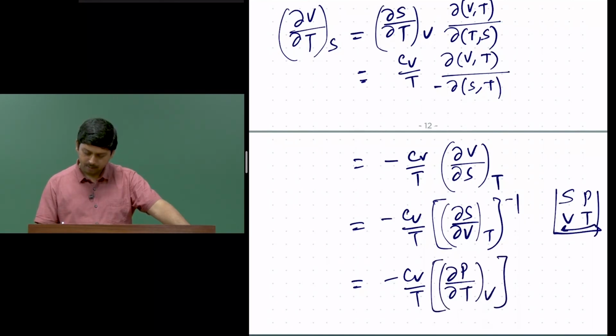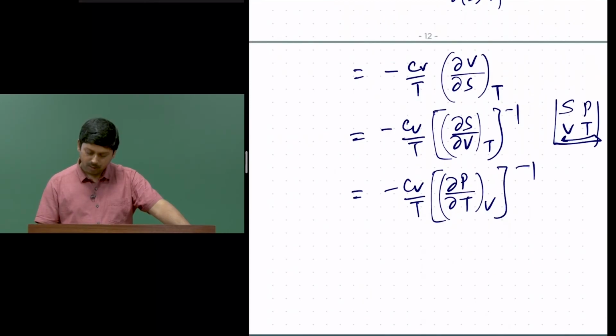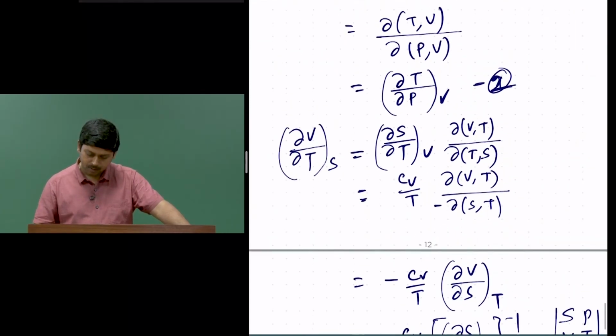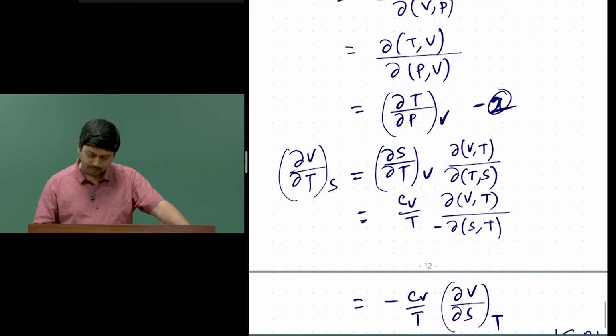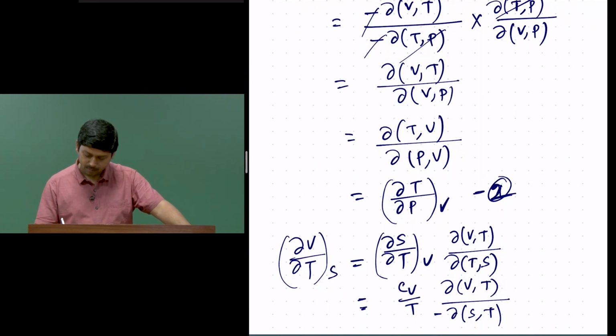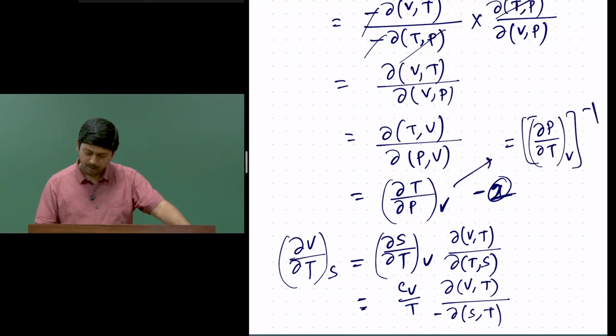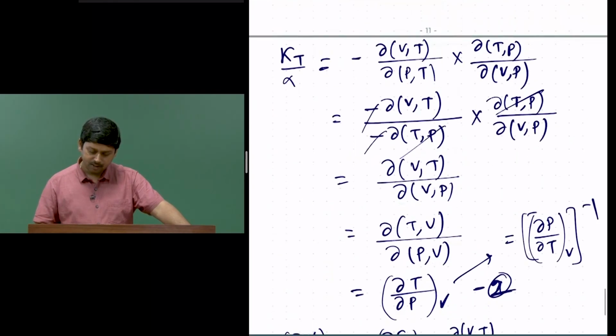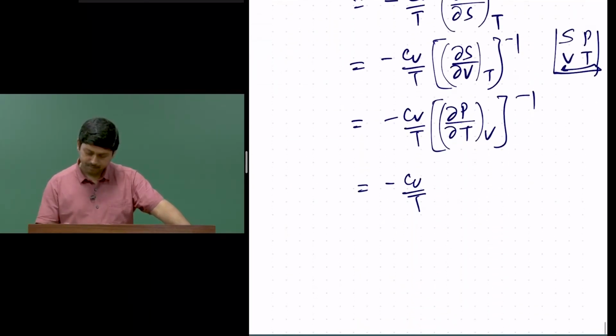And what do we learn from equation number 2? Equation number 2 can be written one more step as del P by del T at constant V inverse. So, del P by del T at constant V inverse is kappa T by alpha. So, this is nothing but kappa T by alpha. So, that is also proved.